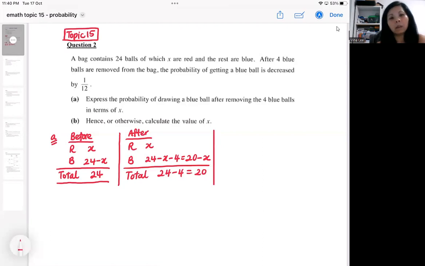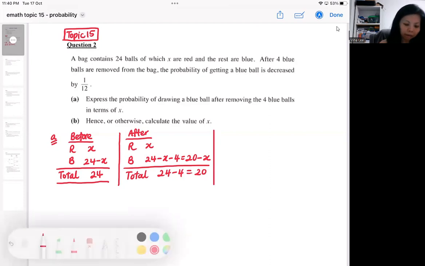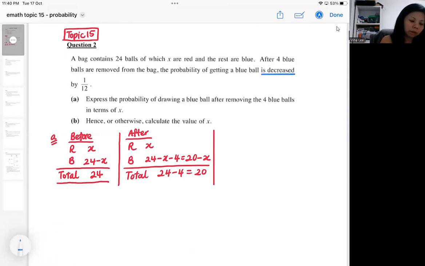Now the trick will be, after we remove, the probability of getting a blue ball is decreased by a certain amount. A decrease by a certain amount is actually different from a decrease to a certain amount. When you say decrease by a certain amount, that means if you compare the before and after, there is a difference of 1/12. So when the probability is decreased by this amount, that is the difference between the before and after. That means the after probability is actually lower. Subsequently, we have to find X, so we need to compare the before and after.